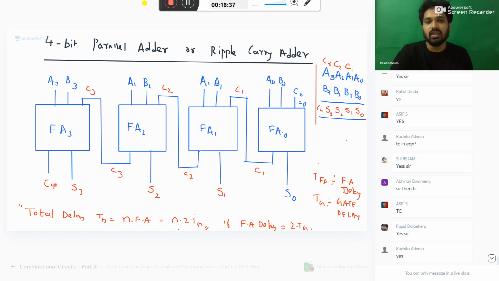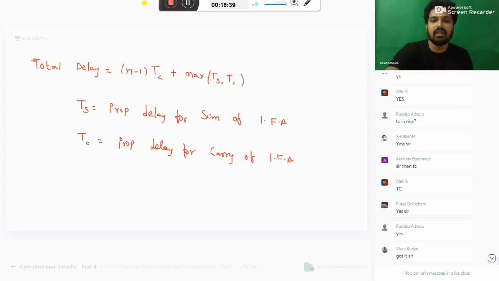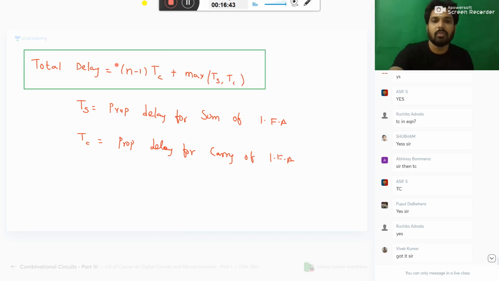So is it okay? This formula for total delay is nothing but a very good, important formula. You got around 3 times question on this in 8. N minus 1 times TC plus maximum of TS and TC. Okay. So let's move further.